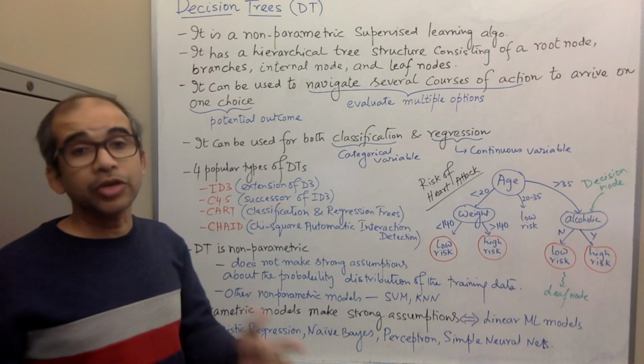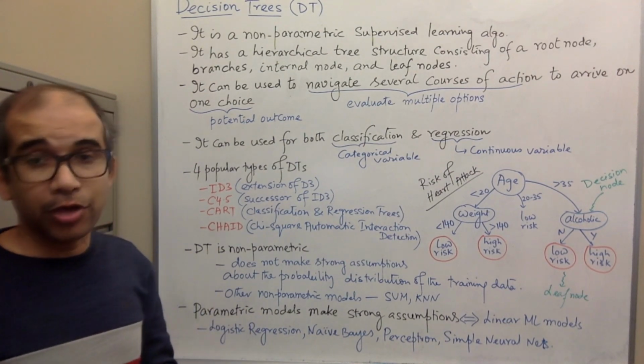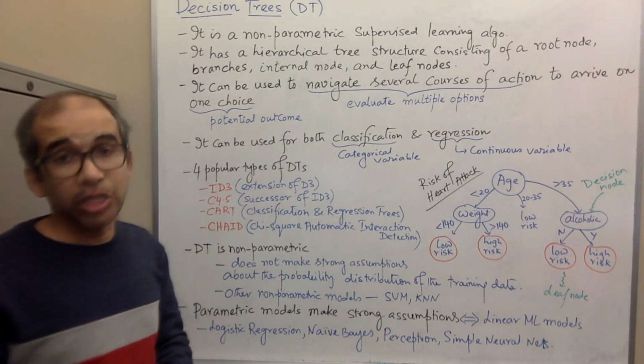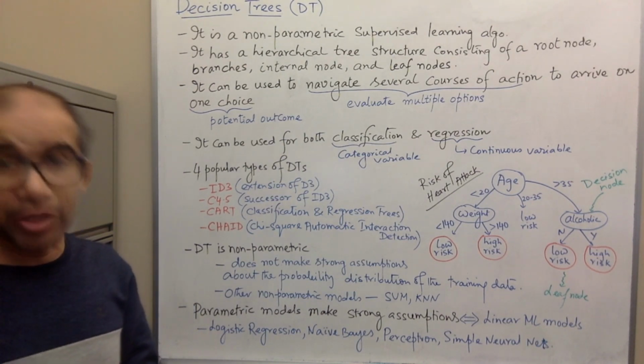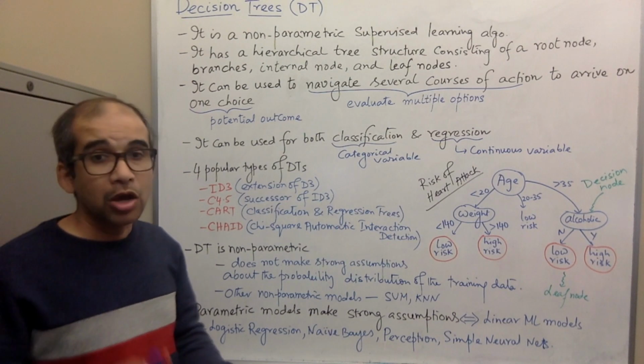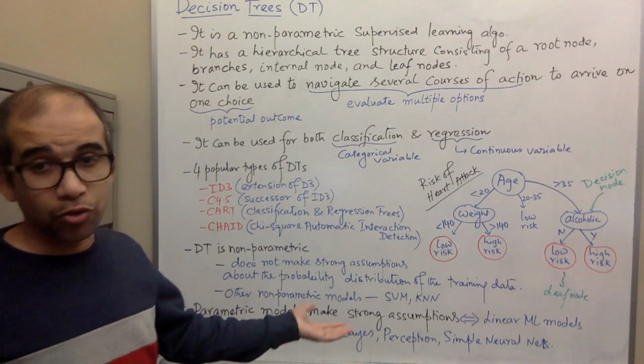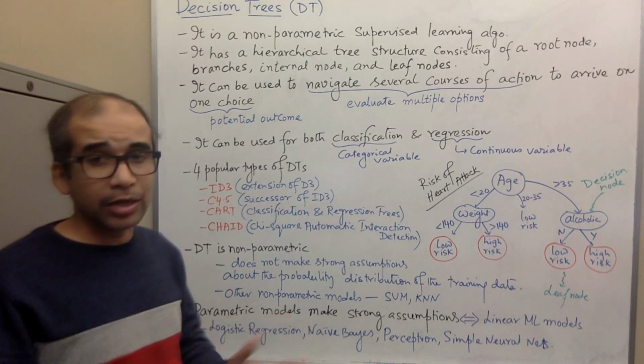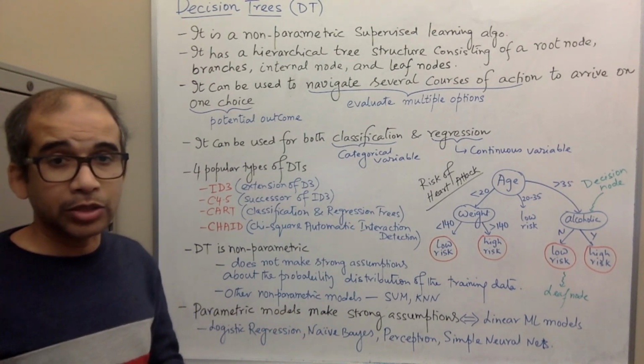Now, a decision tree can be used for both classification and regression. If the outcome is a continuous variable, then it's a regression tree. If it's a classification or categorical variable, like low risk or high risk, then it's called a classification tree. We'll mostly look at the classification tree in this lecture.